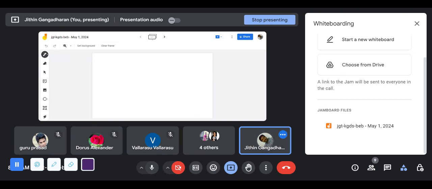Today we are going to look into gastropharmacology, the medicines which we are using in gastroenterology. First, the classification of medicines in gastropharmacology.